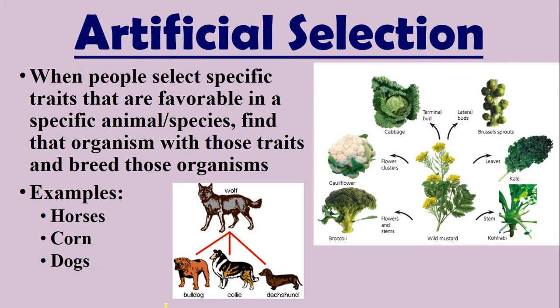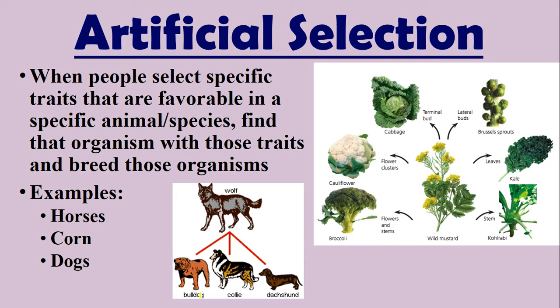Before we talk about that, we talked about natural selection in a previous video, but one thing I need to talk about is something called artificial selection. It's when people select specific traits that are favorable in animals or species and find organisms with those traits and breed for those organisms. One example is with dogs. We domesticated wolves. Once we domesticated wolves, we then started breeding the wolves that we now call dogs into all the different breeds we had, like Dachshunds, collies, bulldogs, labs. We bred for the traits that we wanted in them.